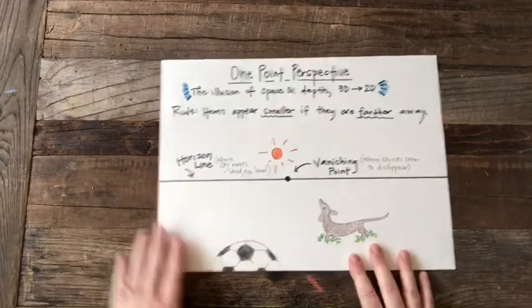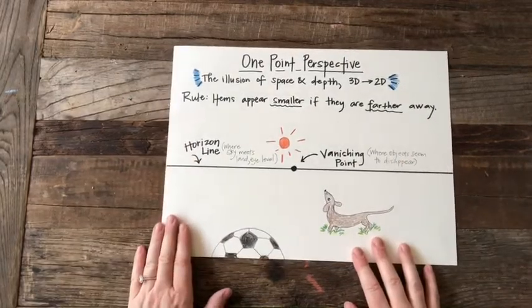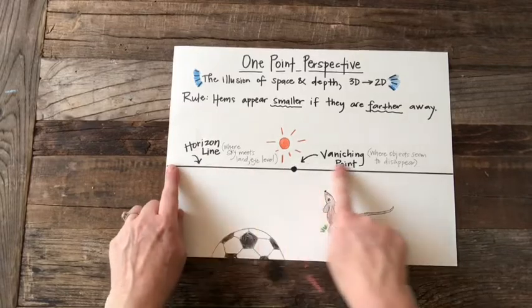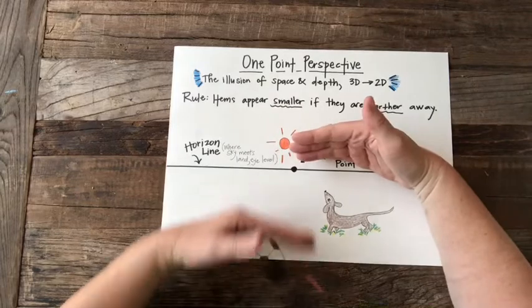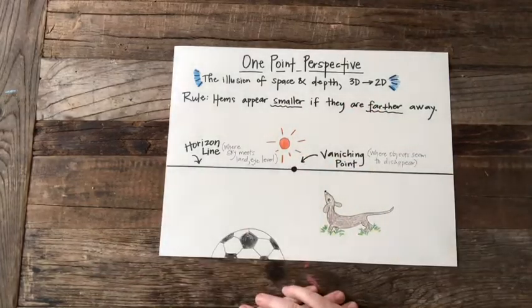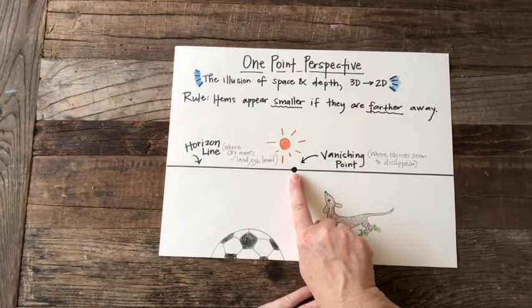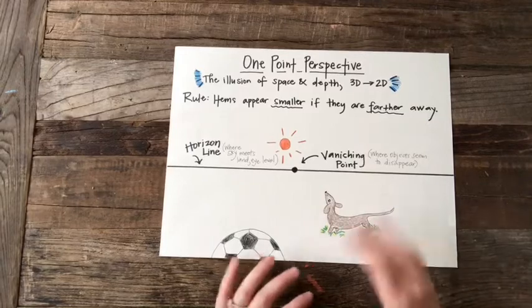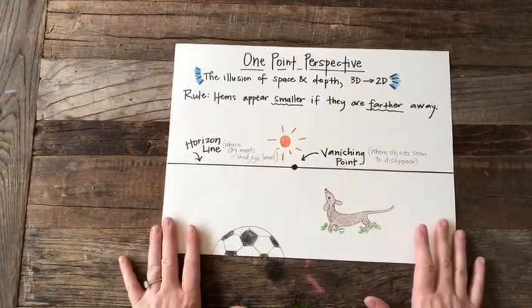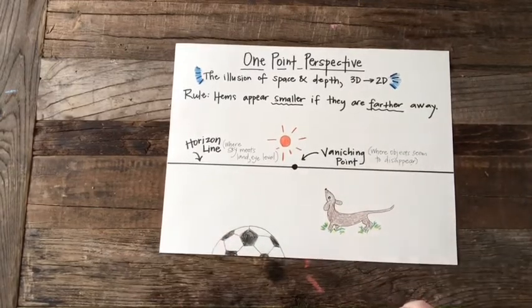And there's 2 things we're going to be talking about on this project. The first one is the horizon line. That is where the sky meets the land, or where your eye level is. And the second idea is the vanishing point, or where objects seem to disappear. Like if you're looking out into the distance as far as you can see, that's the vanishing point.